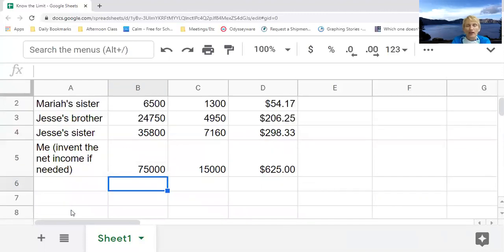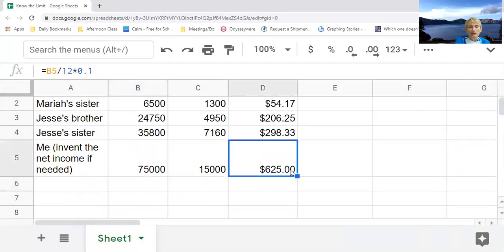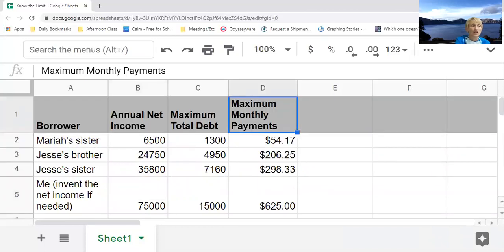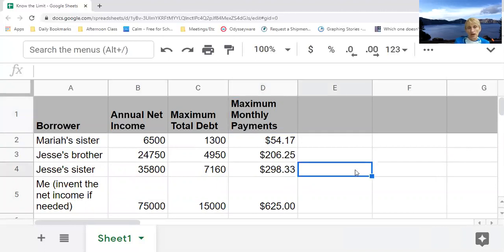And then if you type that in, you'll see that, okay, then I should not have any more than $15,000 worth of debt. And my monthly payments on that debt should not be more than $625. This does not include mortgage. So mortgage is a whole separate thing.